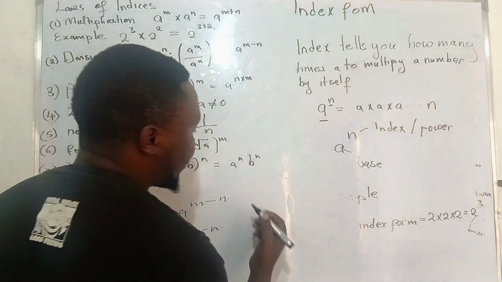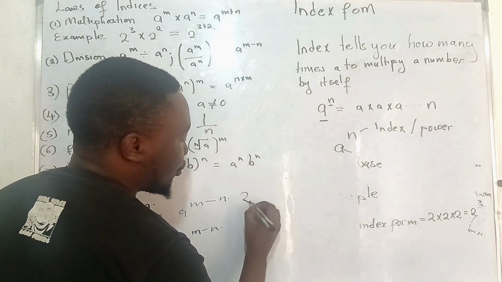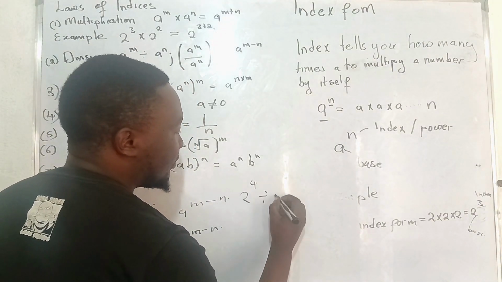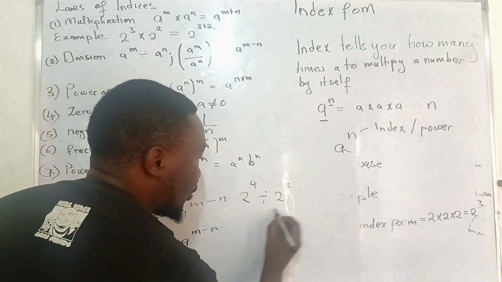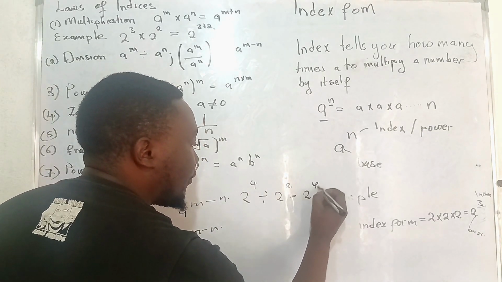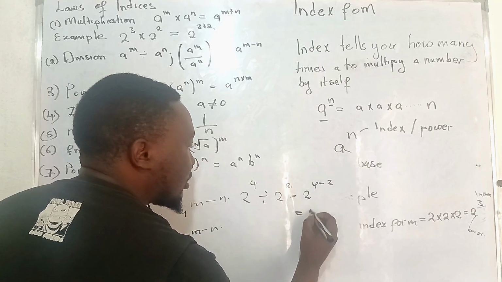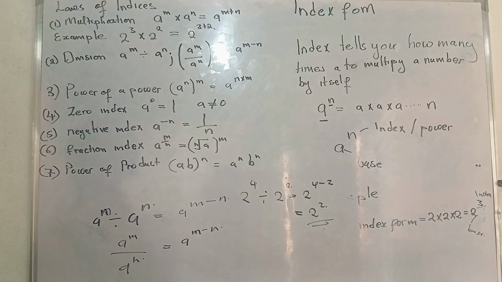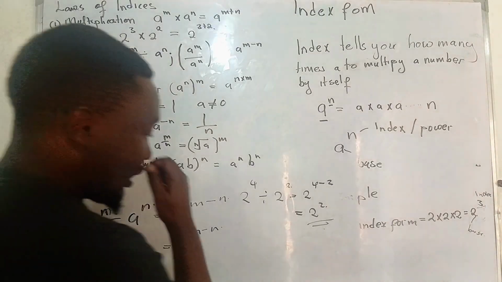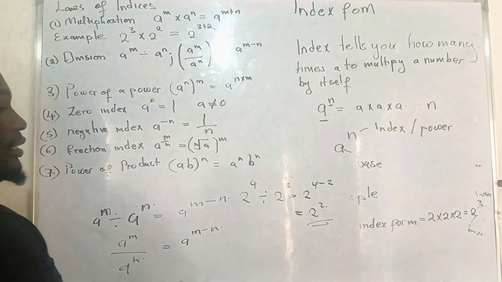So we can use an example, 2 to the power 4 divided by 2 to the power 2. This is going to be equal to 2 to the power 4 minus 2. This is equal to 2 to the power 2. So we can do a proof for this. 2 to the power 4, that's 16.